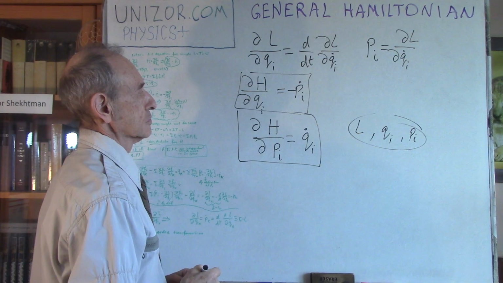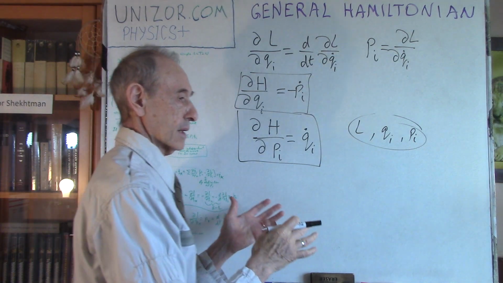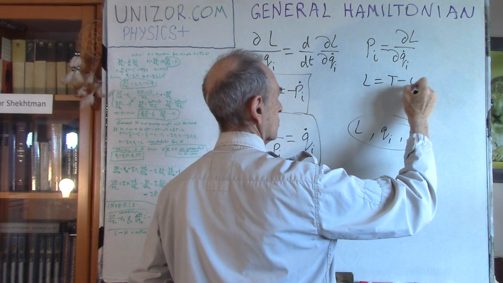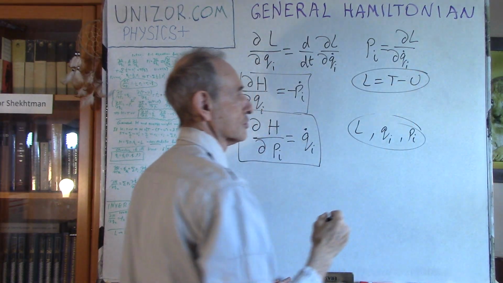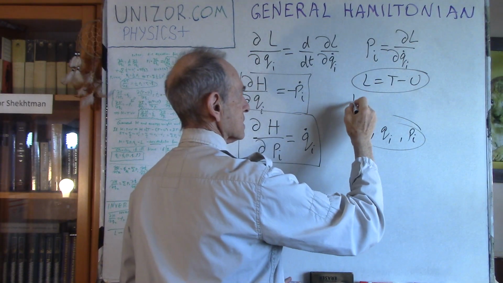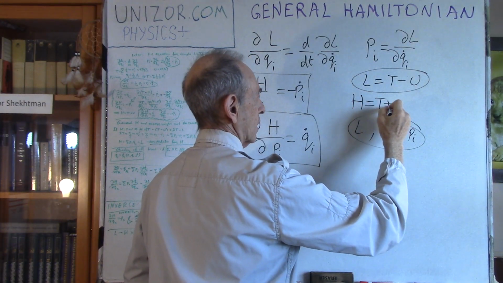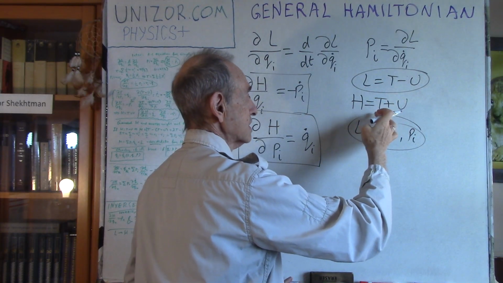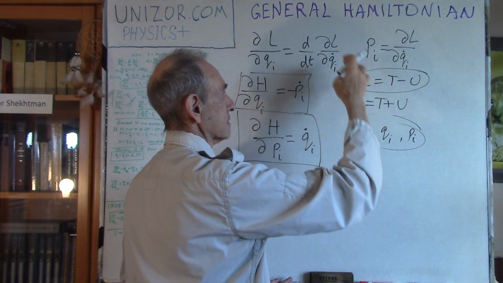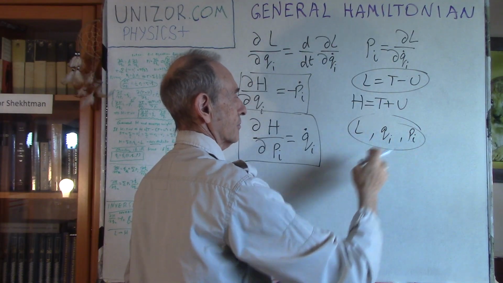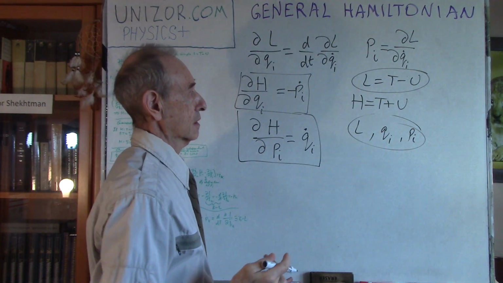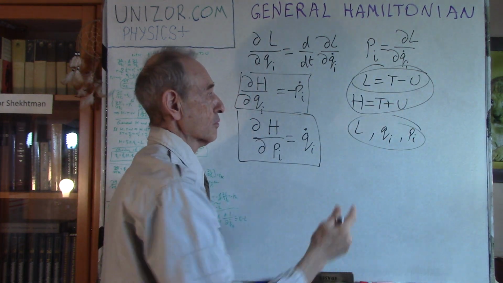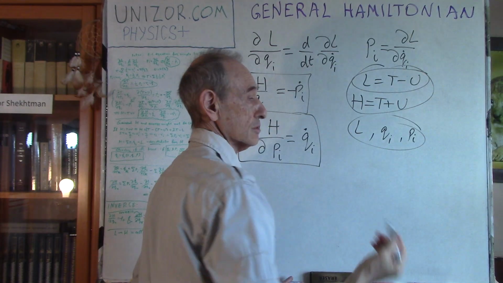Let's basically talk about my assumption that L is equal to T minus U, and try to express H, which is T plus U, in such a way that it does not really depend on T and U, but depends on the Lagrangian and coordinates and momenta. So I have to somehow convert this into a different form, which is not really dependent on T and U.